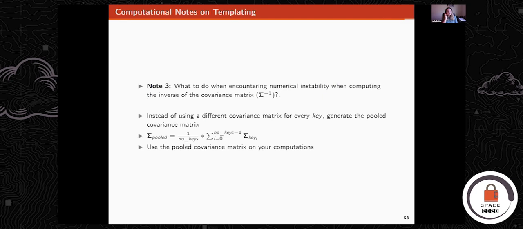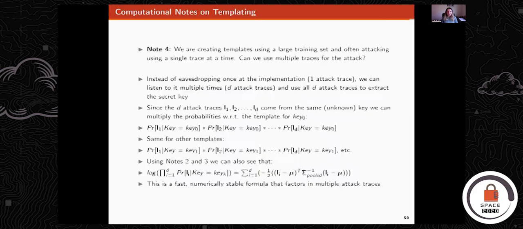What to do when the inverse of the covariance matrix is also hanging in because of a lot of computation? Well, you can just use the pooled covariance matrix. Let's take it as a computation tip. There are papers dealing with this, and that's a known trick in templates. And finally, can we use multiple traces? That's the question. That's not always the case, but sometimes you really do get to use the same key several times, and that can be much more exploitable in practice. So it can work much, much better than when you have just one trace. And there are also some ideas on how to improve computation in that respect.